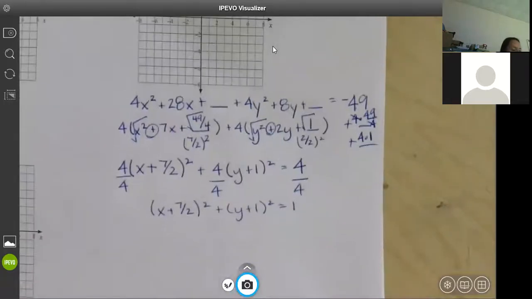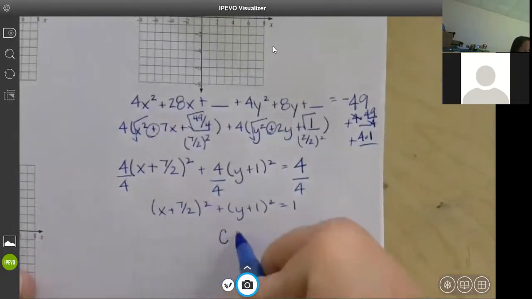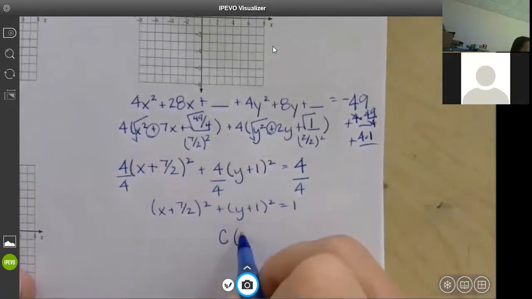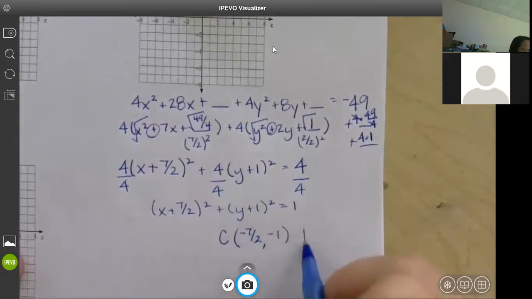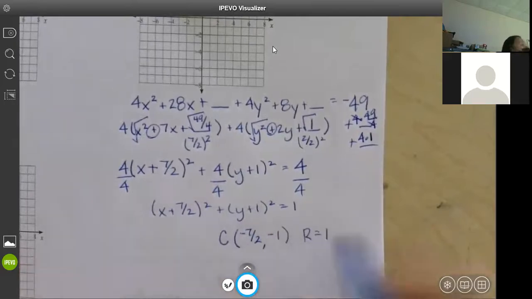And now what is my center? And I'm not going to graph this one because it's crazy. What's my center? Negative 7 over 2, negative 1. What's my radius? 1.